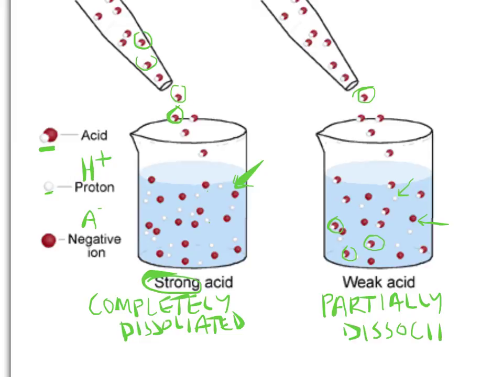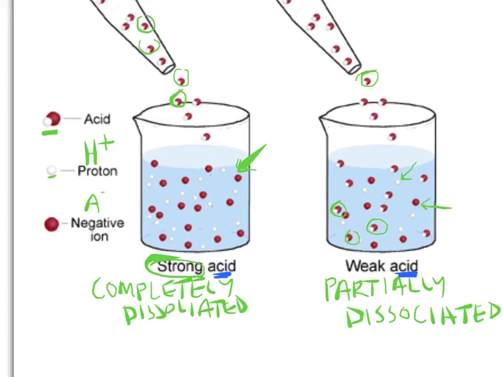Weak acids only partially dissociate, which means only some of the acid molecules break apart. I could have easily changed the word acid here to base. It doesn't matter. Okay? They do the same thing. A weak base only partially dissociates. A weak acid only partially dissociates. However, there is a few more things you do have to memorize.